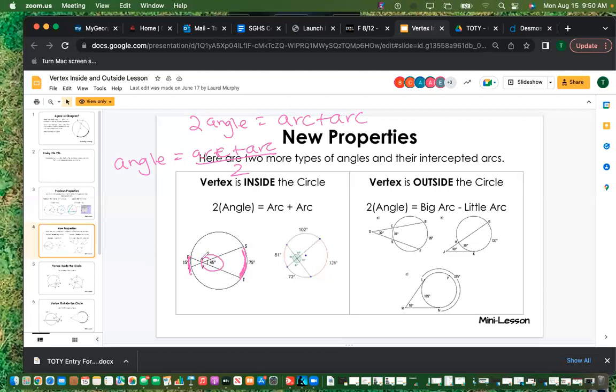Okay, so here it is. For this example, we've got 75 plus 15, and then we're going to divide it by 2, and that's going to give us 45, which is what this angle is on the inside.